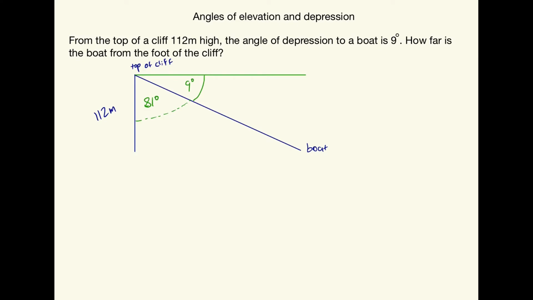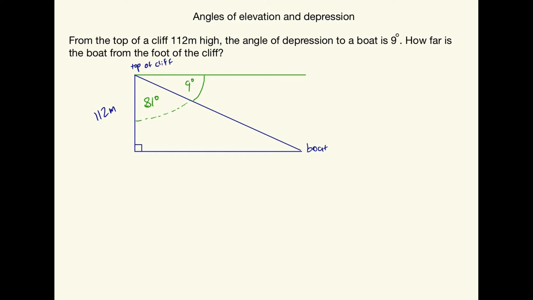Alright, now it says how far is the boat, so here's the boat, how far is this boat from the foot of the cliff? So if you draw a straight line in between the foot of the cliff and the boat, as you can see, you've got a right angle triangle there. So here's my right angle triangle.